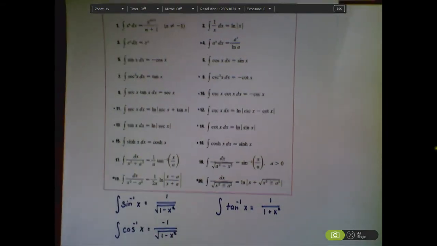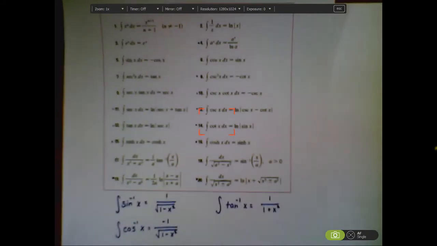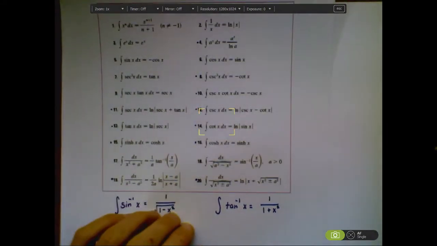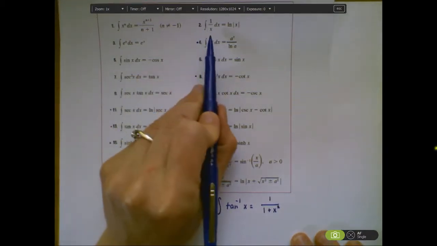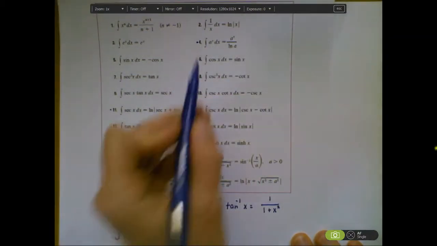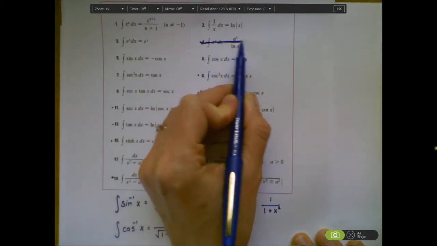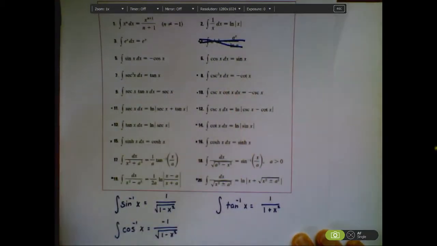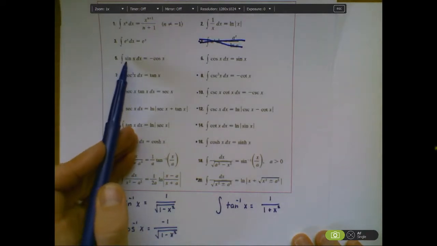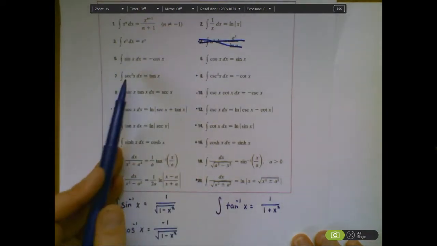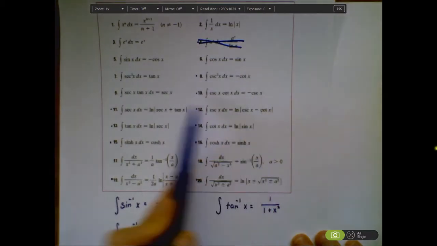Let's see if the focus is better. There we go, that looks better. Okay. The integral of 1 over x is natural log of x. This one right here is one that I don't think you need to memorize, so I'm crossing it out. We already know the integral of sine, the integral of cosine, the integral of secant squared. These are all just our derivative facts from last term.